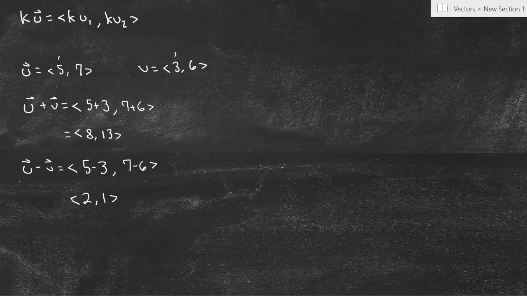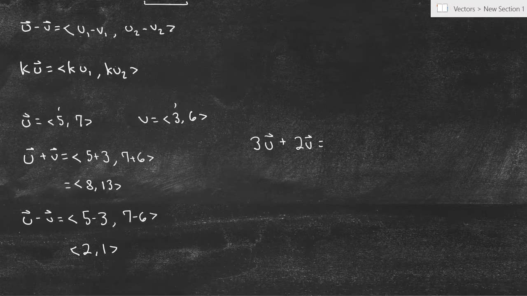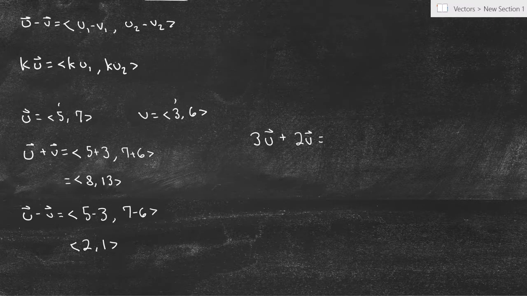And then finally, let's do a tougher example. What if we have 3u plus 2v? So now this is going to combine everything we've done so far. We've got some addition, and we've got some scalar multiplication with these coefficients out front. So first thing, I'm going to figure out what 3u is. So we're going to have 3 times the vector 5, 7. Then we're going to be adding 2 times the vector 3, 6.